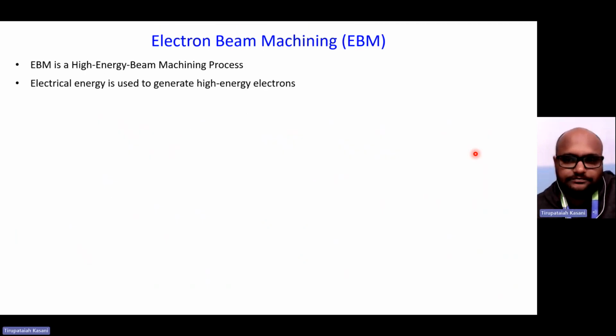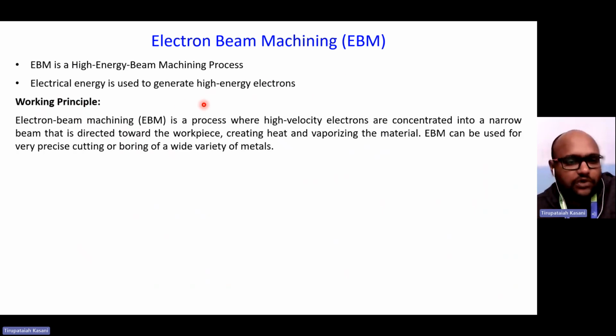Electron beam machining. See here, EBM is a high energy beam machining process. This is well known. Means you can imagine the energy and the speed of the electrons are very high. Electrical energy is used to generate high energy electrons from the tungsten filament in the electron gun. And here is the working principle.